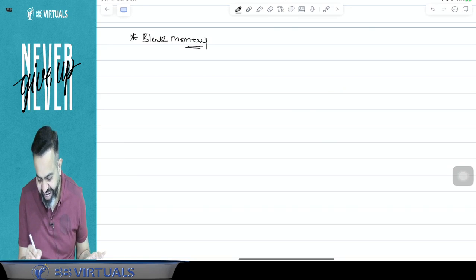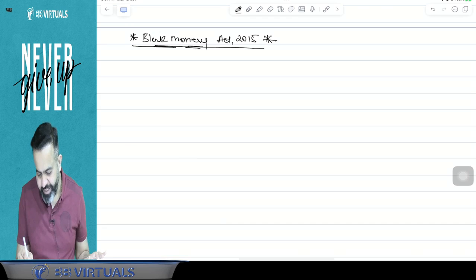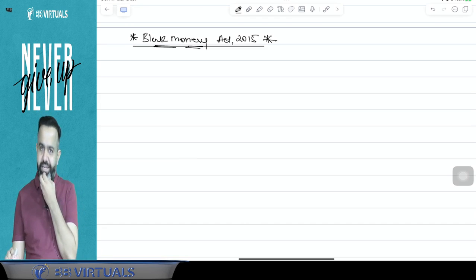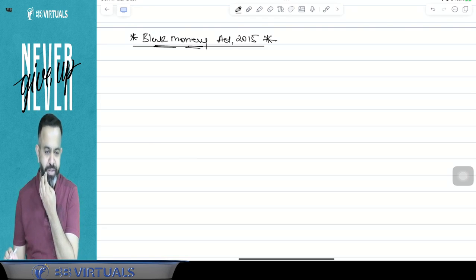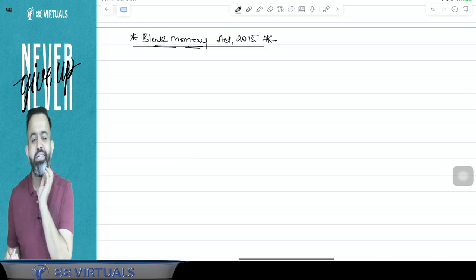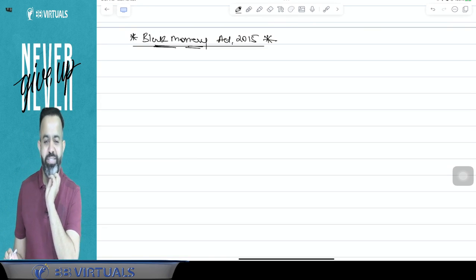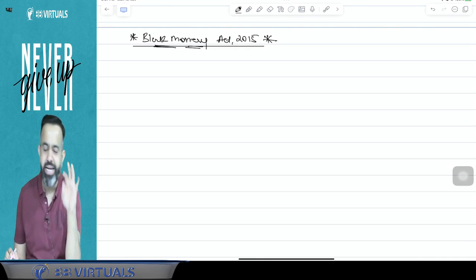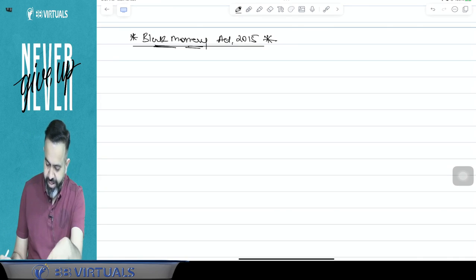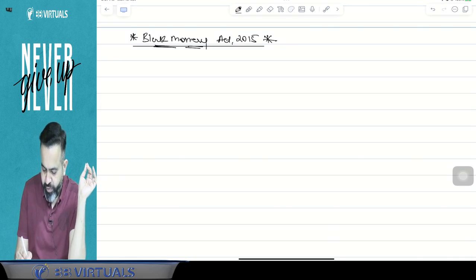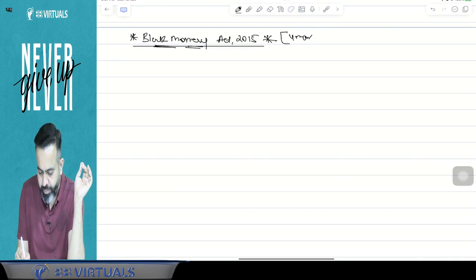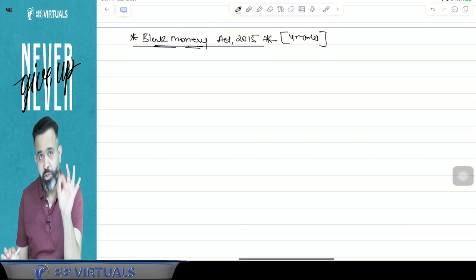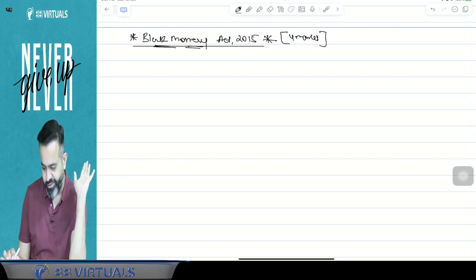So the Black Money Act, 2015. And guys, earlier this topic was not part of the CA Final. Only for the first time they have included this topic in the CA Final. And guys, this topic will cover 4 marks in your examination. 100% you will get a 4-mark question in your examination.